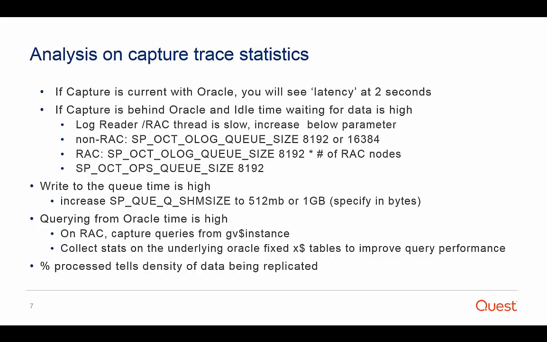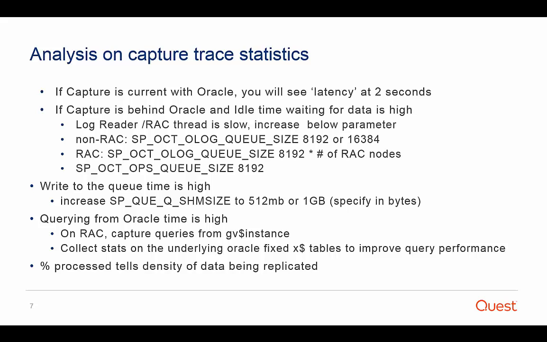If write to the queue time is high, increase the SPQ queue shim size to 512 MB or 1 gig specified in bytes. Be aware that this parameter is per queue for both capture queue and export queue. Make sure the system has enough memory to handle the increased value.